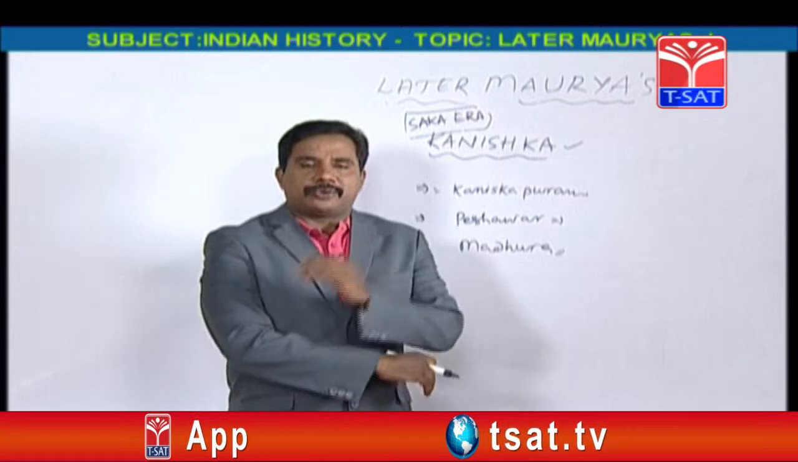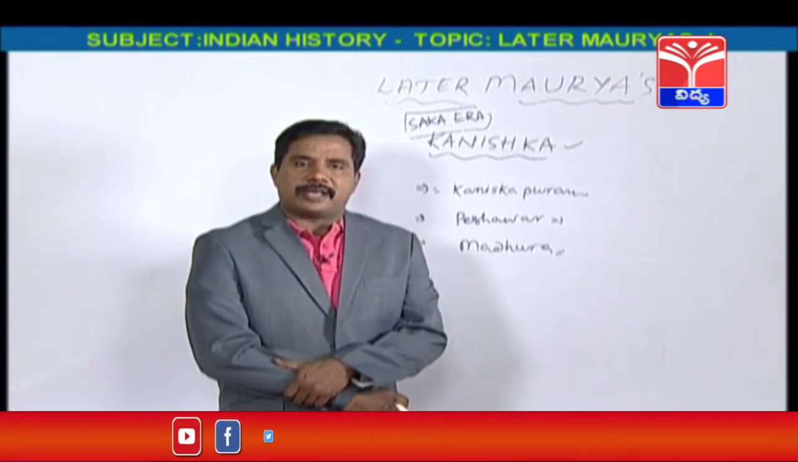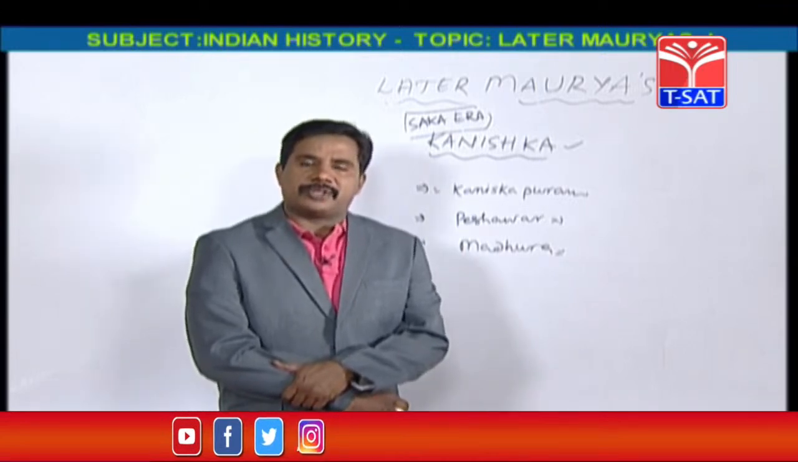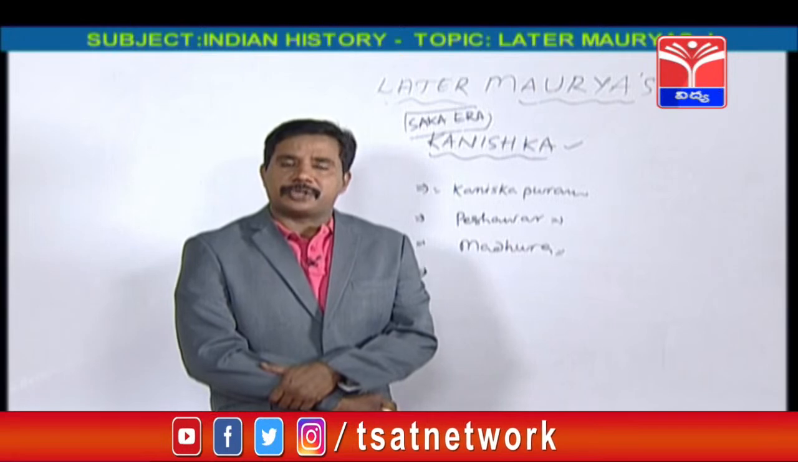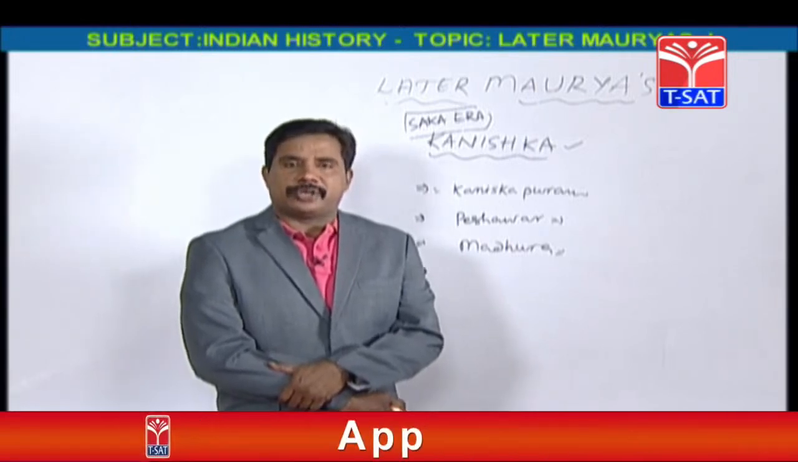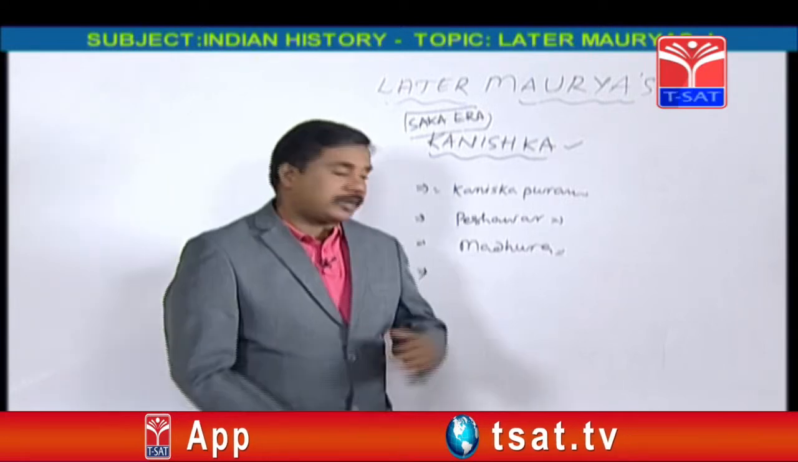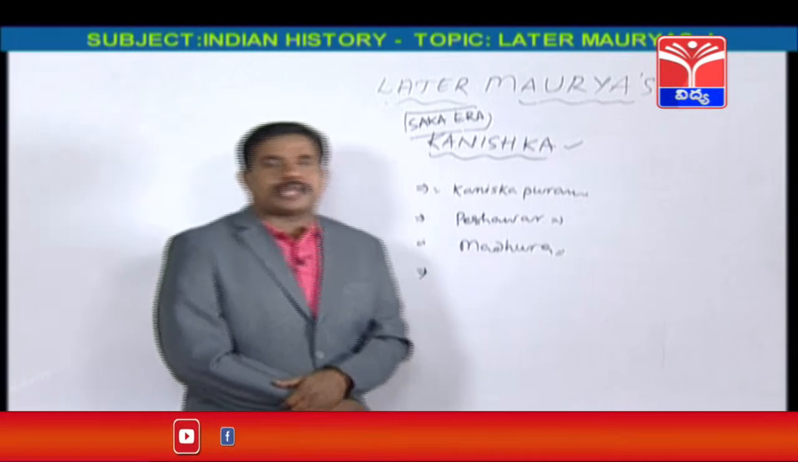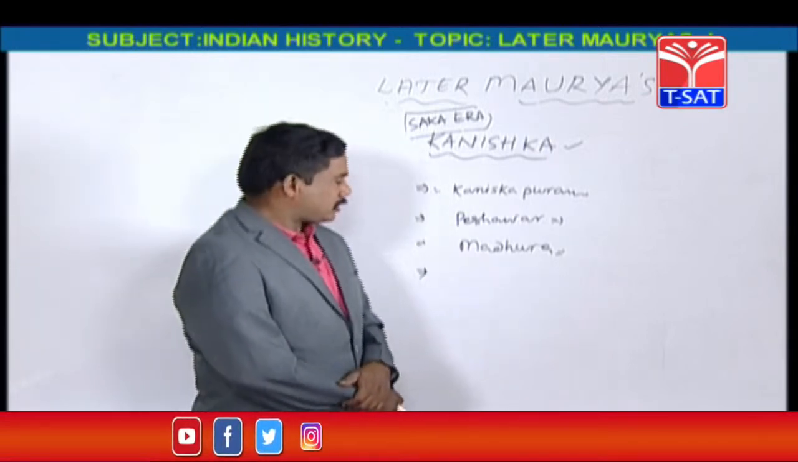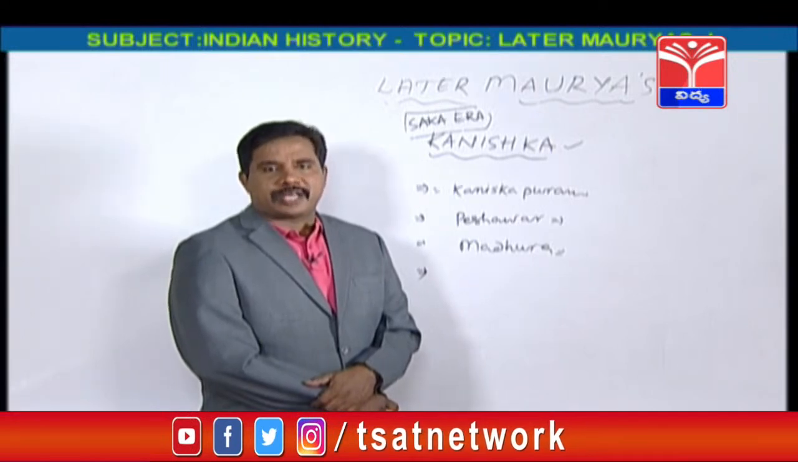Actually, in India we have two kinds of style of sculptures: one, the Gandhara style of sculpture, and second, the Mathura style of sculpture. The Gandhara style was introduced by the Indo-Greeks or Indo-Bactrians, but the Mathura style was introduced in the period of Kanishka. That's why we should remember there are two styles of sculpture.